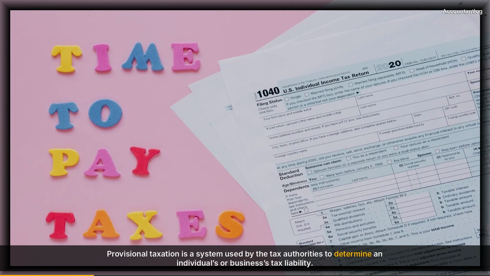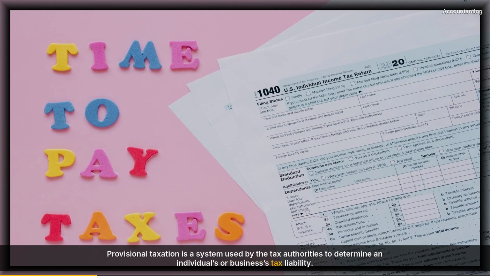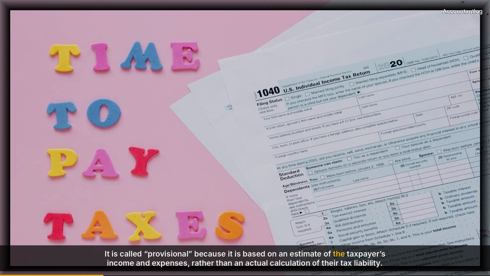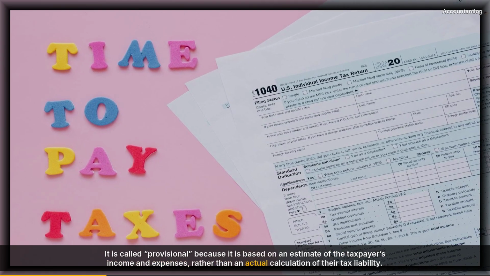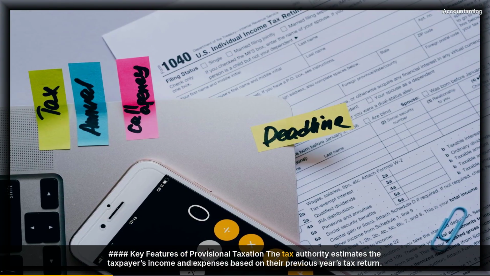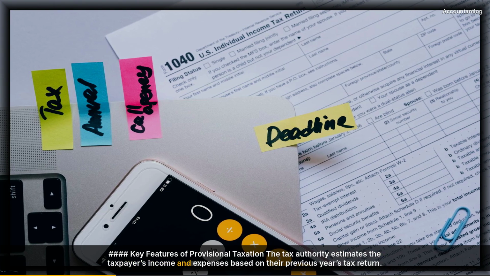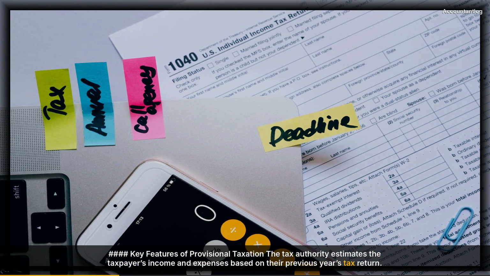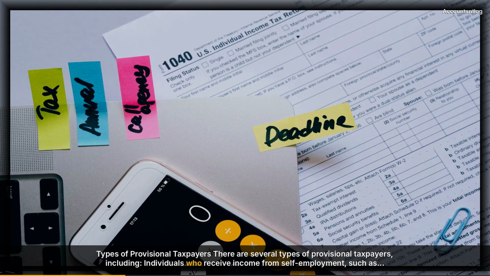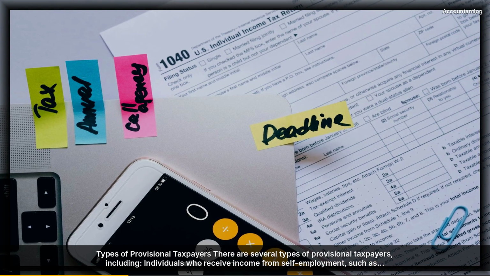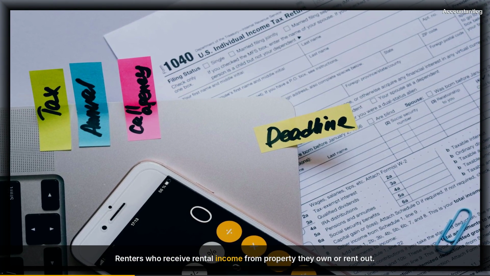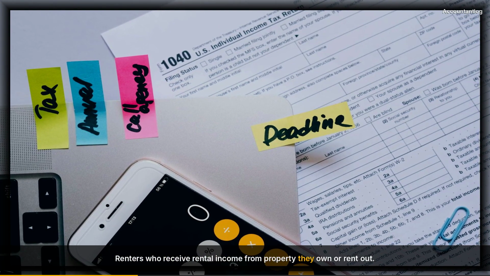Key features of provisional taxation. The tax authority estimates the taxpayer's income and expenses based on their previous year's tax return. Types of provisional taxpayers. There are several types of provisional taxpayers, including individuals who receive income from self-employment, such as freelancers, consultants, and small business owners. Renters who receive rental income from property they own or rent out. Investors who receive income from investments, such as dividends, interest, and capital gains. Individuals who receive income from a trust or estate.